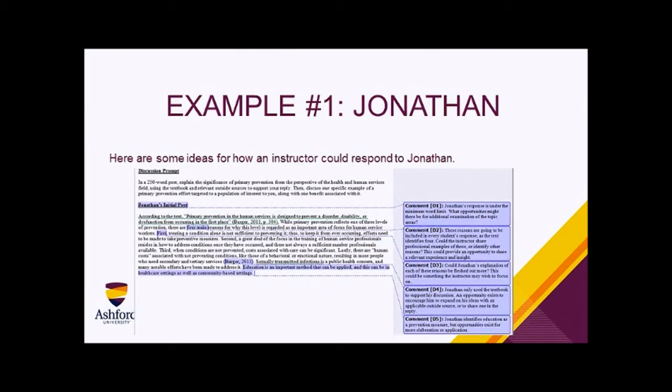Comment 3 relates to Jonathan's explanation. Are there ways that Jonathan's explanation for these reasons could be fleshed out more? This could be something that the instructor might want to focus on. Comment 4, Jonathan only uses the textbook to support his discussion of primary prevention. So there's an opportunity for encouraging him to expand more on his ideas with regard to a primary prevention initiative using an outside source. Comment 5, Jonathan identifies education as a primary prevention measure, but there are still some opportunities that exist for more elaboration or application of this.